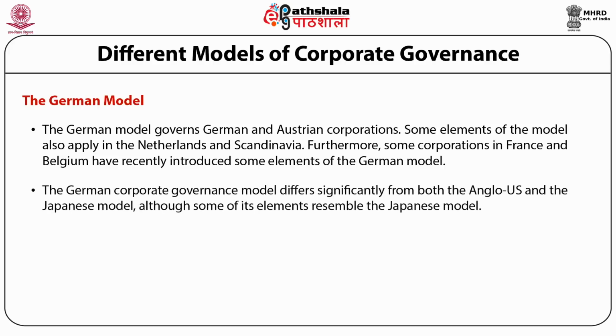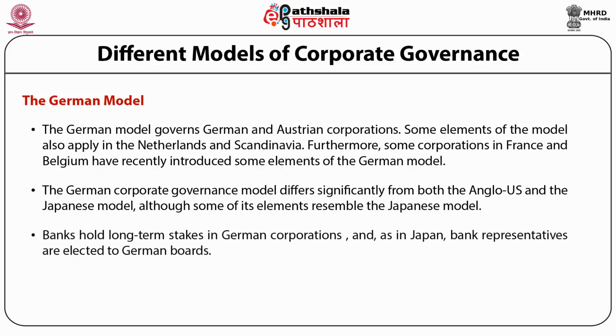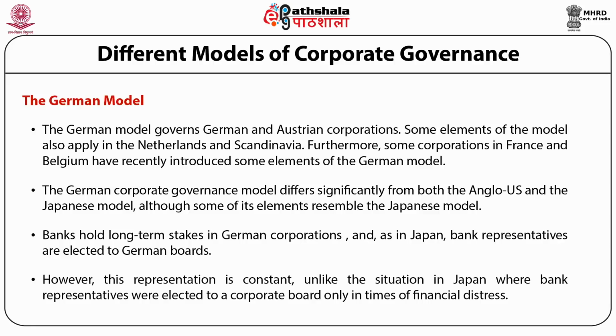The German model of corporate governance differs significantly from both the Anglo-US and the Japanese model, although some of its elements resemble the Japanese model. Banks hold long-term stakes in German corporations, and as in Japan, bank representatives are elected to German boards. However, this representation is constant, unlike the situation in Japan, where the bank representatives were elected to the corporate board only in times of financial distress.